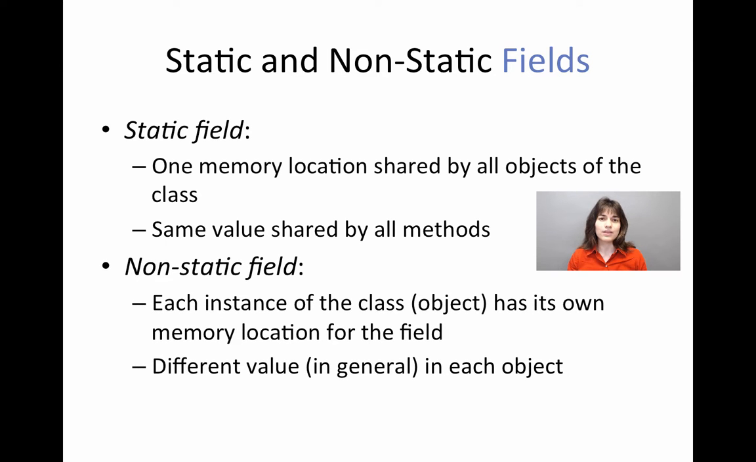On the other hand, with non-static fields, with instance fields, instance variables, the picture is completely different. Each of the objects has its own variable, which means that every time we create a new object of that class, we also create a new instance variable for that object, a new memory location, as many memory locations as we have objects for that class. So every object of the class will also have its own value for that particular non-static field.